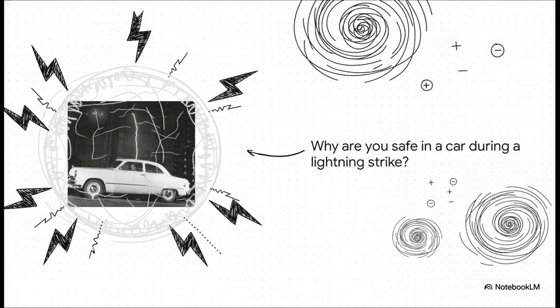And this leads us right to a classic question. We've all been told that you're safe inside a car during a thunderstorm. But why? Why exactly? Let me give you a hint. It has nothing to do with the rubber tires. The real answer is all about the electric potential we've just been talking about.